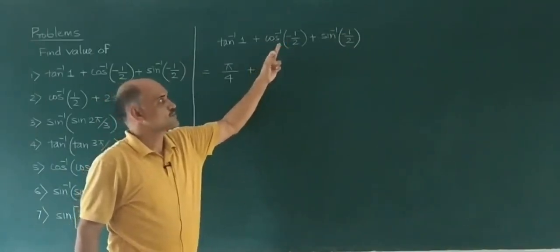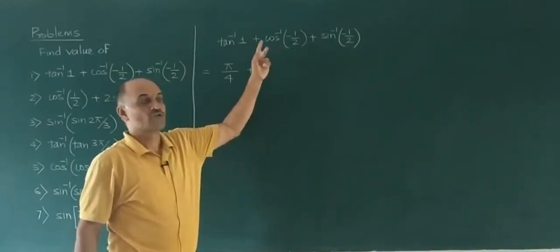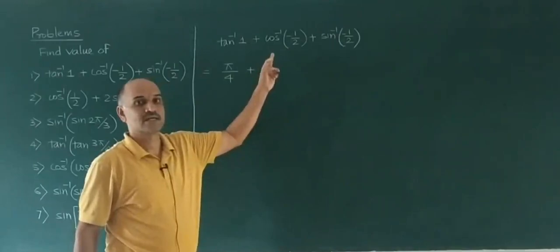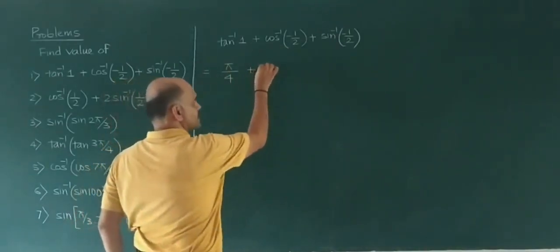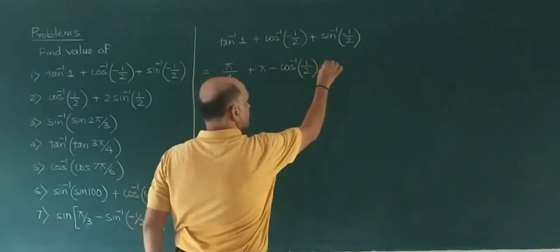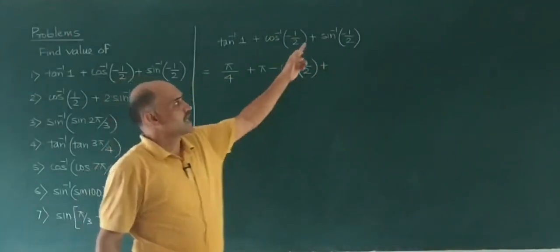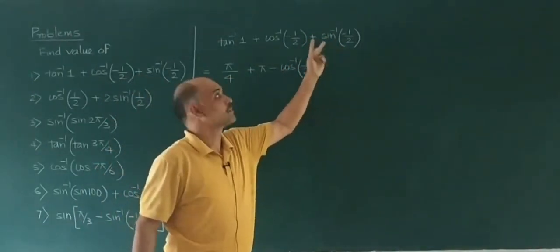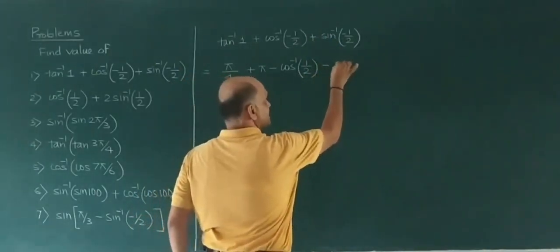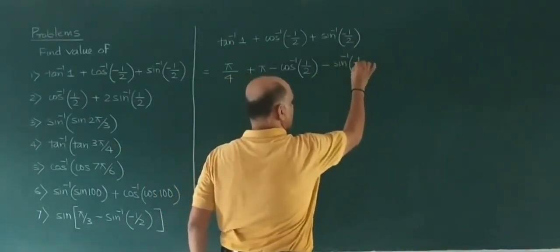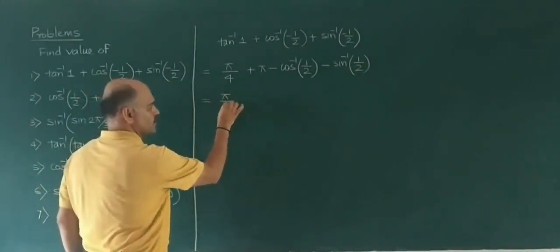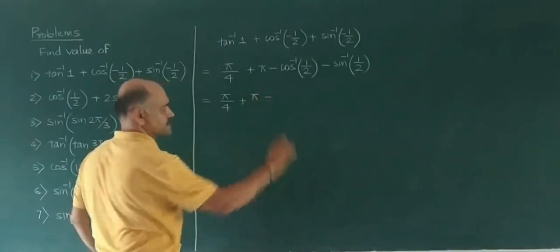So I had told that most of the students go wrong over here. Cos inverse of minus x is pi minus cos inverse x. So this is written as pi minus cos inverse 1 by 2 plus sin inverse of minus x is minus sin inverse x. So this will be minus sin inverse 1 by 2. Next step. So this is pi by 4 plus pi minus.